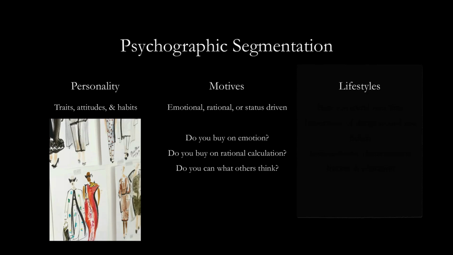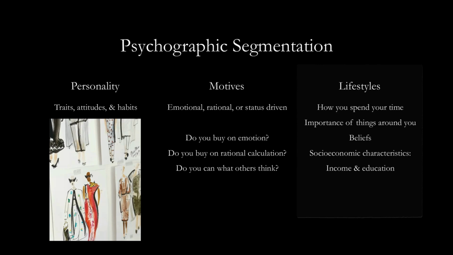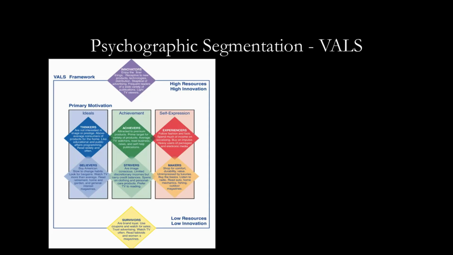Lifestyle segmentation divides people into groups according to the way they spend their time, the importance of things around them, their beliefs, and socioeconomic characteristics such as income and education. Marketers often use the VALS, Values and Lifestyles Framework, for psychographic segmentation. In the VALS framework, customers are divided into 8 types based on their primary motivations and resources.